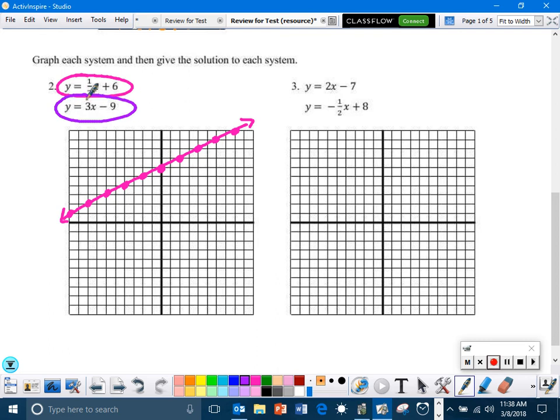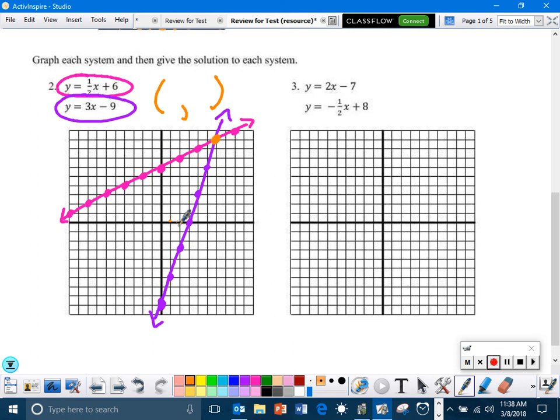Okay, let's graph the other one. If I'm going too fast at any time, all you need to do is pause the video and then start it again. So -9. And the slope is up 3 over 1. And we want to see where they cross each other.